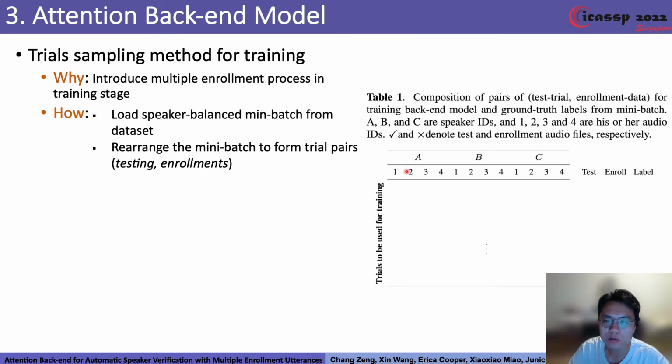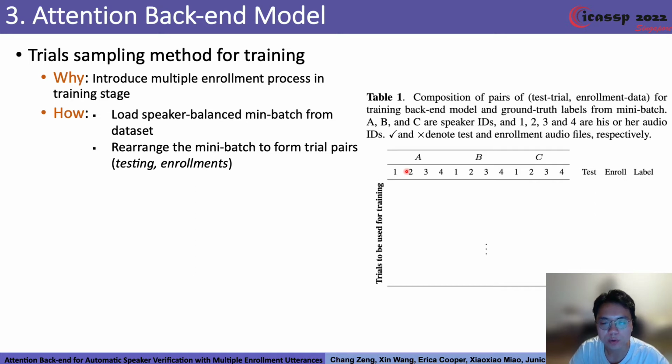Next, I will introduce our trials sampling method. In this method, we can introduce multiple enrollment process in training stage, and the interactions among embeddings can update the parameters of neural network by backward propagation. Okay, I'm going to introduce this method step by step. First, we load the speaker balanced mini batch from dataset, which means the number of the embeddings for each speaker in one mini batch are the same.